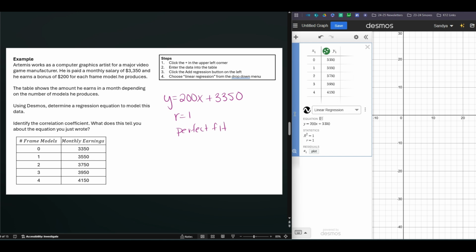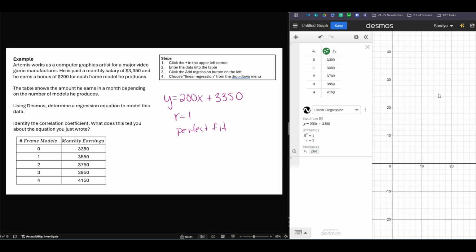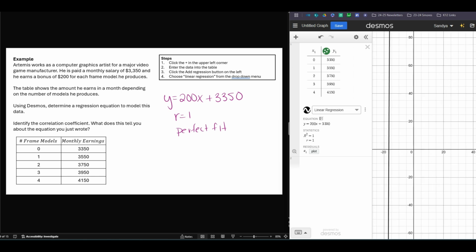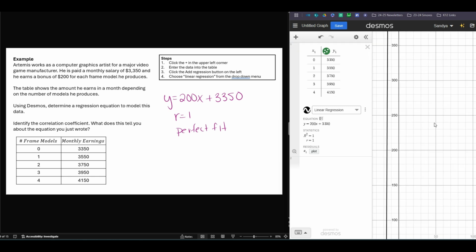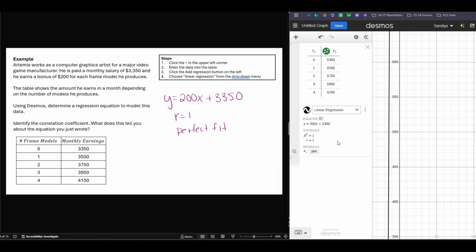Notice here, I can't actually see my scatter plot or my line on the grid, and that's because I have larger values here. So you can always adjust the zoom in Desmos, and then if we scroll around, you'll be able to find your graph.